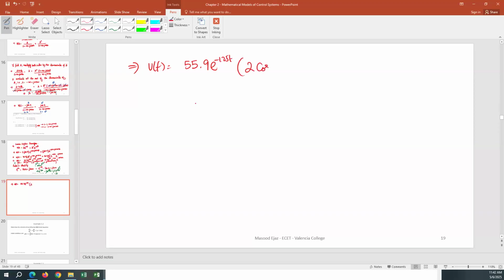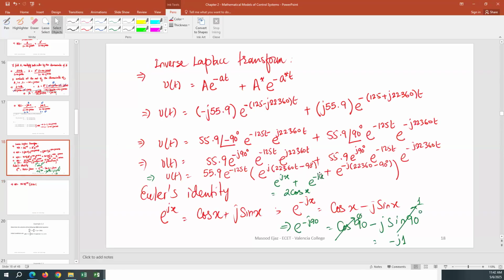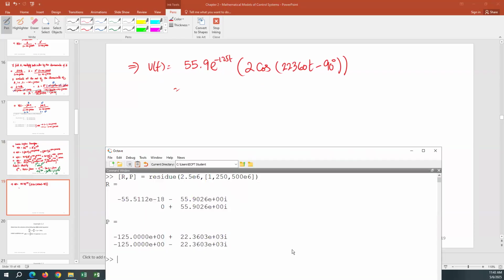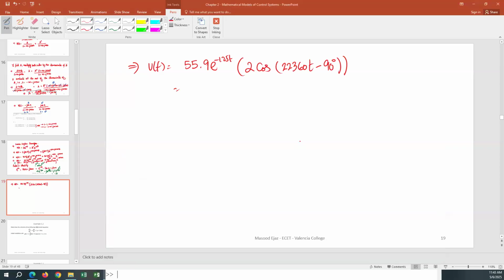Two times cosine of j 2 times cosine of 22360t minus 90 degrees. 22360t minus 90. All right, 55.9 times 2. Let's see, 111.8.